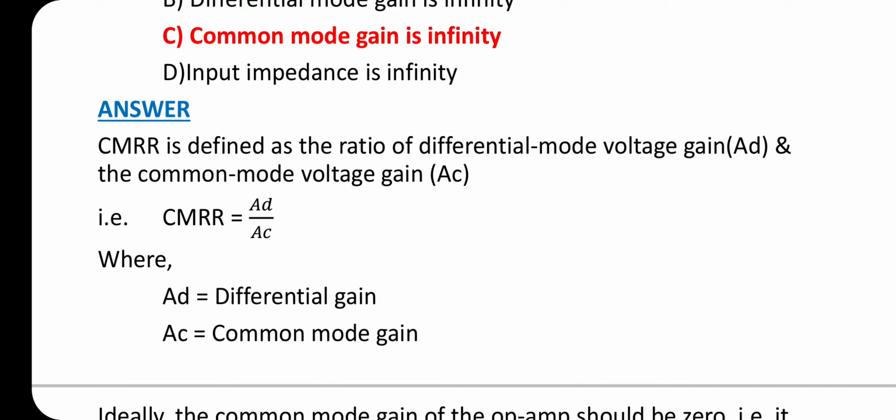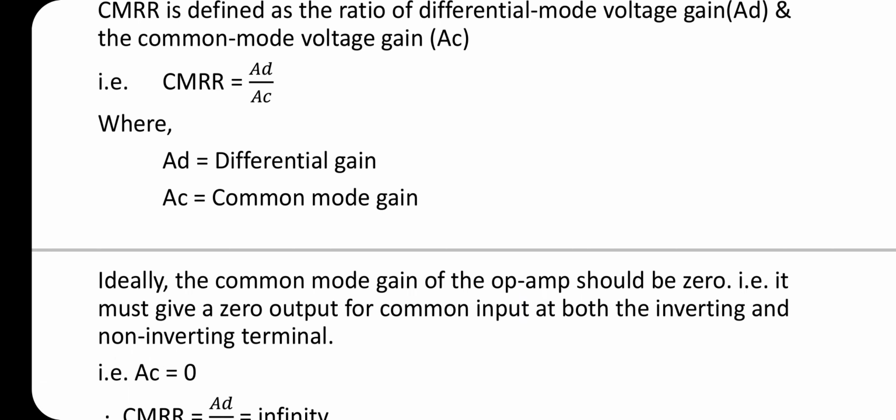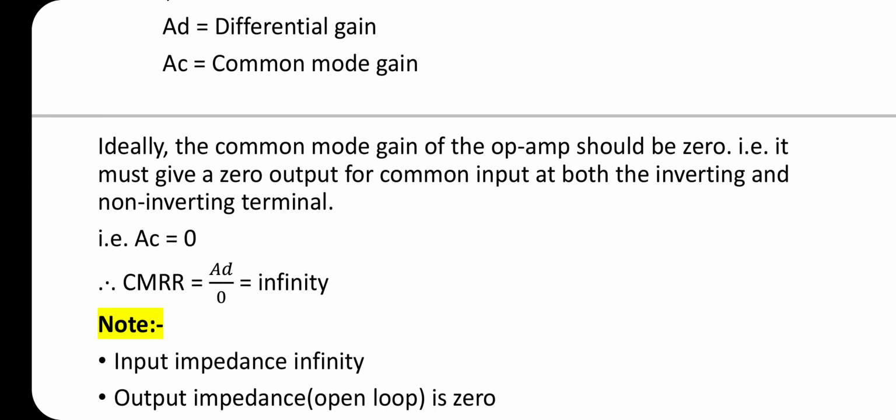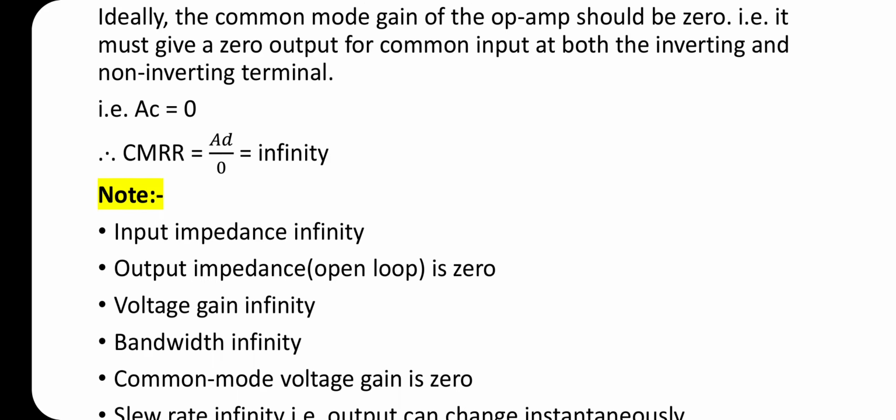CMRR, that is common mode rejection ratio, is defined as a ratio of differential mode voltage gain AD and common mode voltage gain AC. CMRR equal to AD by AC, where AD is the differential gain and AC is the common mode gain. Ideally, the common mode gain of the op-amp should be 0. That is, it must give a 0 output for common input at both the inverting and non-inverting terminal. Therefore, AC equal to 0. If we substitute the value of AC equal to 0 in CMRR equation, we get CMRR equal to infinity.